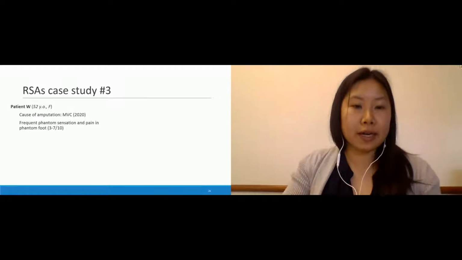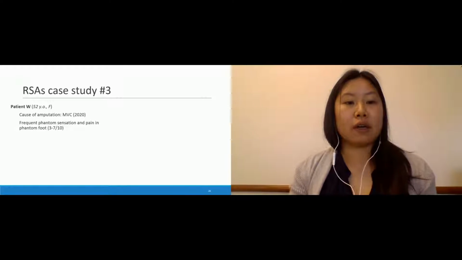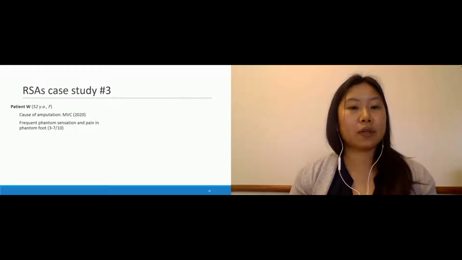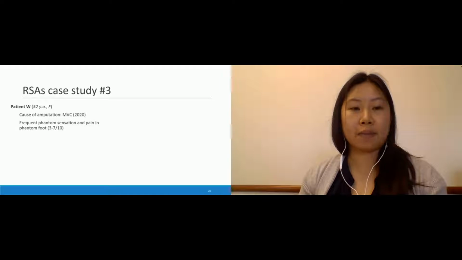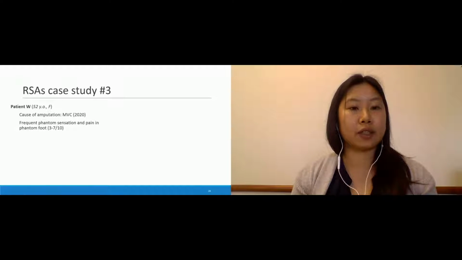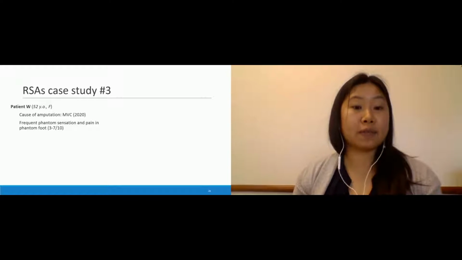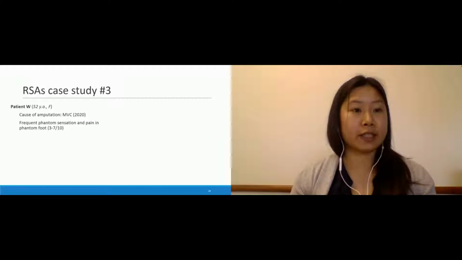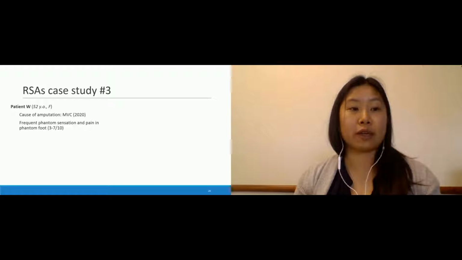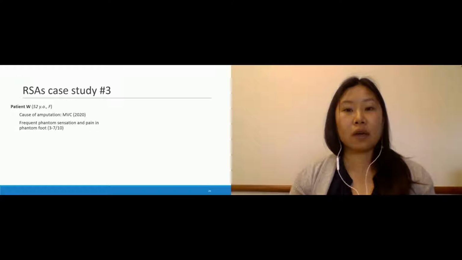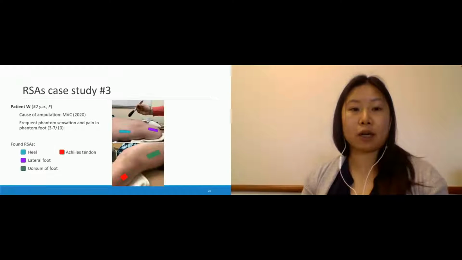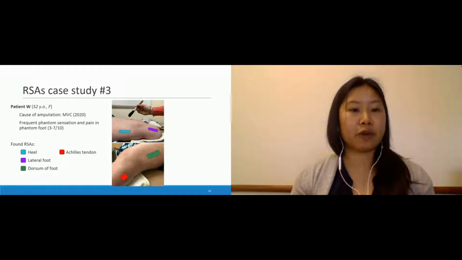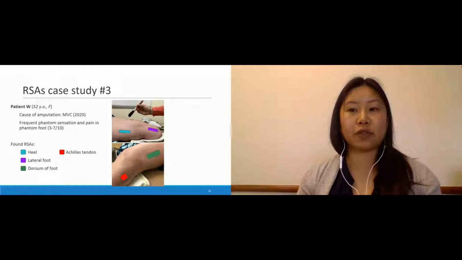And then in our third case study, patient W, a 52-year-old female who again received her amputation surgery in 2020 due to a motor vehicle collision. She experiences phantom sensation and phantom pain quite frequently throughout the day, and she grades her phantom pain to be between a 3 to 7 on the pain scale when it does occur. And when we completed our mapping process, we were able to find a few referred sensation areas on this individual.